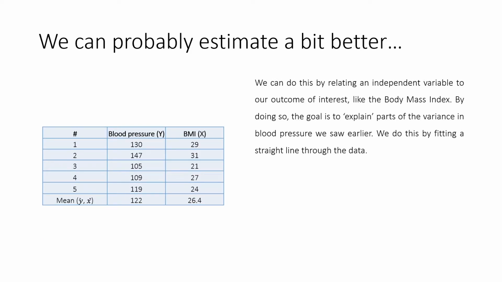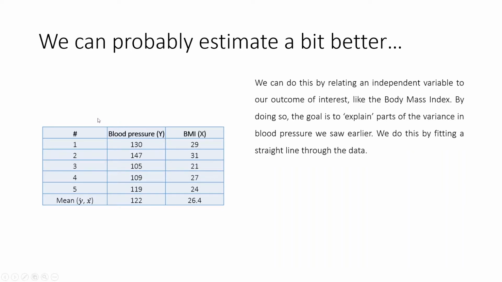We can estimate blood pressure better, for instance, by relating an independent variable to it, like the BMI, the body mass index. What if we would relate BMI to blood pressure? Maybe we can explain some of that variance that we saw, some of that sum of squares, that 1156 that we saw earlier, by adding BMI to the mix. So what we are going to do is try to explain parts of the variance by fitting a straight line through our data.